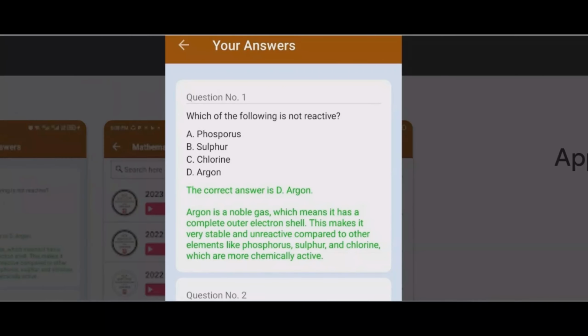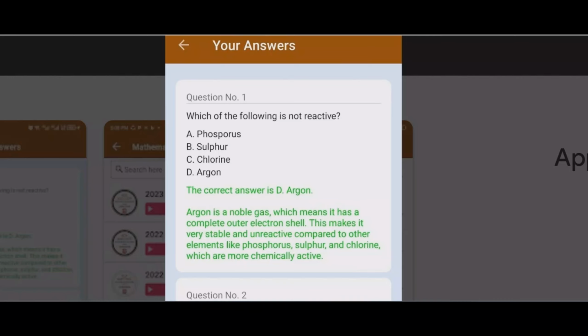For example, you have a question like, which of the following is not reactive? We've got option A, phosphorus, B, sulfur, C, chlorine, D, argon. We know that argon is a non-reactive element. So you're going to see an explanation like this, which is detailed explanation giving you the reason why each of the answers is correct. This helps you to assess your level of understanding, your level of preparedness to take the exam.